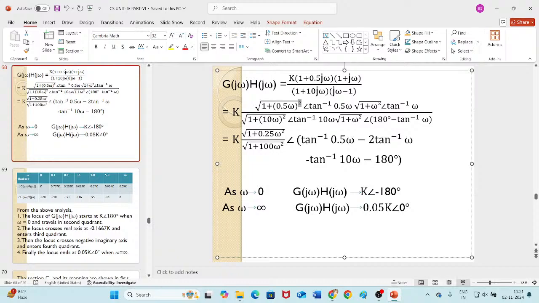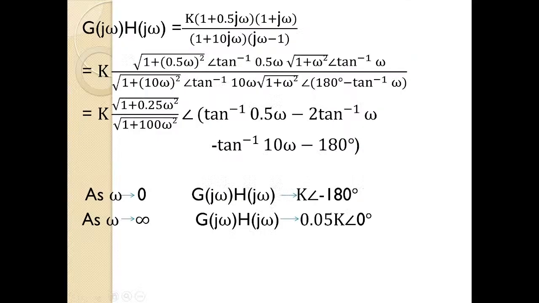So that only one term was squared. It was looking as if it was multiplied by 2, but it was squared. So for 1 plus 0.5 j omega, the magnitude is the root of 1 plus (0.5 omega) whole squared, at an angle of tan inverse of 0.5 omega by 1. Similarly, for 1 plus j omega, it is the root of 1 plus omega square, with angle tan inverse of omega by 1. Similarly, for 1 plus 10 j omega, it is the root of 1 square plus (10 omega) whole squared, and the angle is tan inverse of 10 omega by 1.